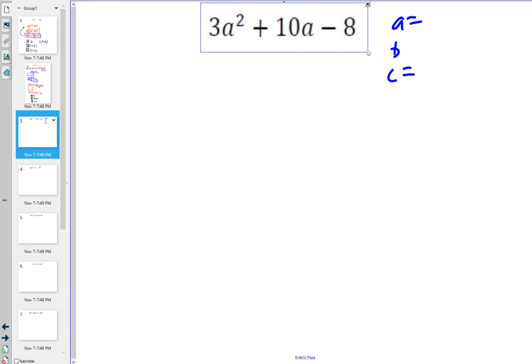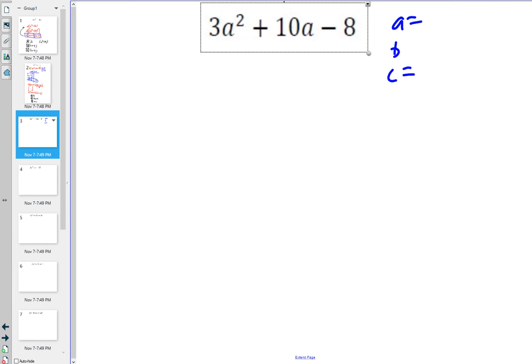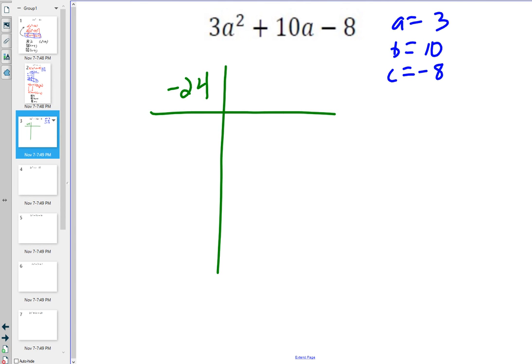Are these almost like the same numbers as the last one? Oh, we got the 3 and the 8, but now it's -2. So A is 3, B is 10, and C is -8. So when AC, A times C is going to be -24. B is 10. Think of all the numbers you can multiply to get 24. 1 and 24, 2 and 12, 3 and 8, 4 and 6.